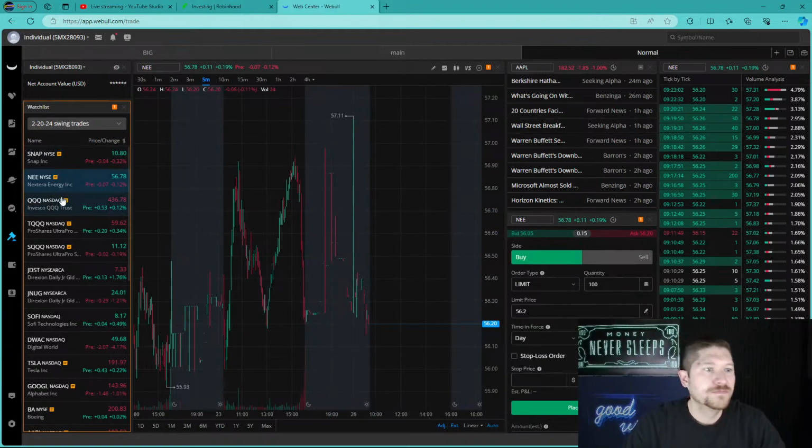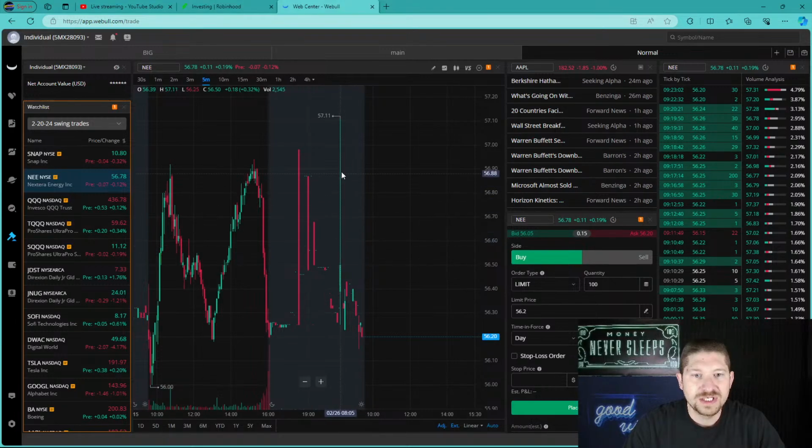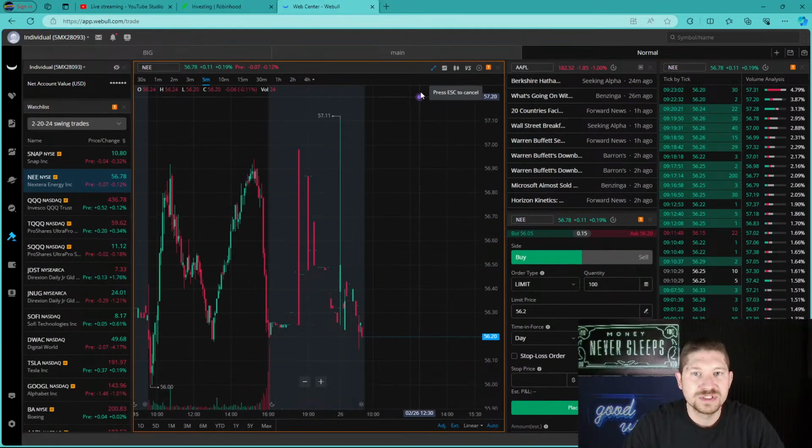All right, NEE. Look at this huge play right here. See, so you gotta be careful, guys. Be very careful with some of these plays.